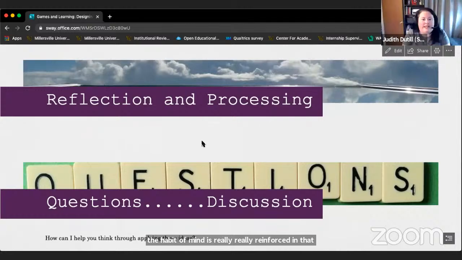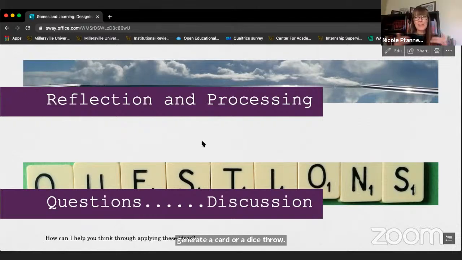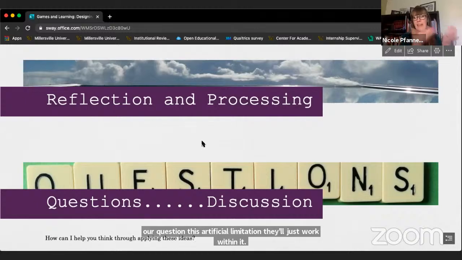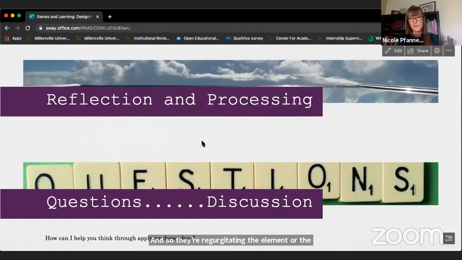And for online courses, there are some websites that provide these tools, like throwing a die or dice or pulling a card. You can find very basic sites that all they do is randomly generate a card or a dice throw. Yeah, and so then aligning with all of those, because they're really broadly familiar culturally, really easy for students to access, and they won't really second guess or question this artificial limitation. They'll just work within it. And so they're regurgitating the element or the formula, they're just doing it in a fun way.